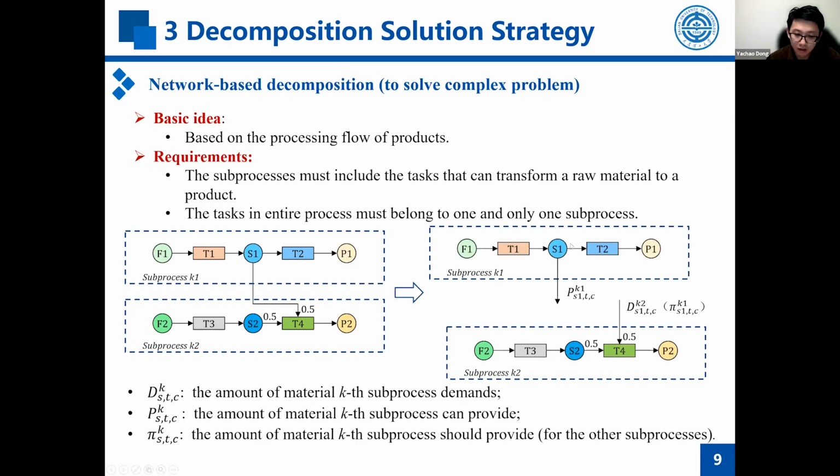And the cross-flow stream is this one, from intermediate species S1 produced in sub-process 1, and it is used as the input for task T4 in sub-process 2. After decomposition, we need to solve each sub-process separately while updating the inner connecting parameters P and D, and then resolve iteratively. That's the basic idea of the decomposition strategy.